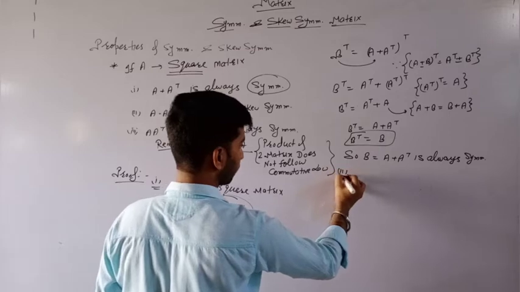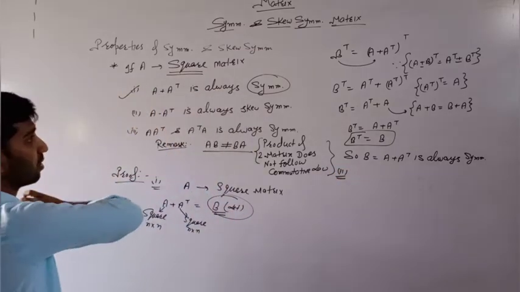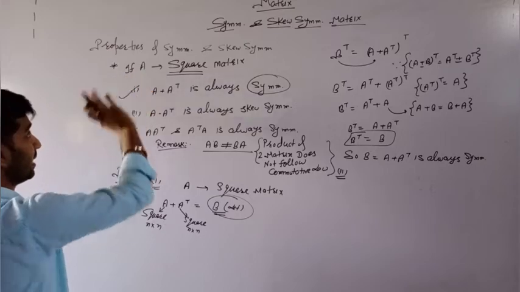Second, having proved the first, now A minus A transpose. Given is that A is a square matrix.